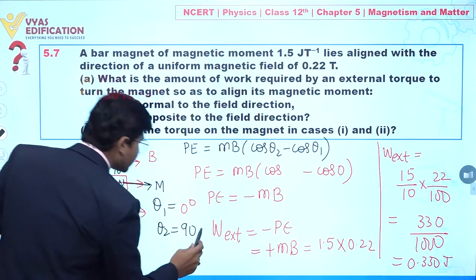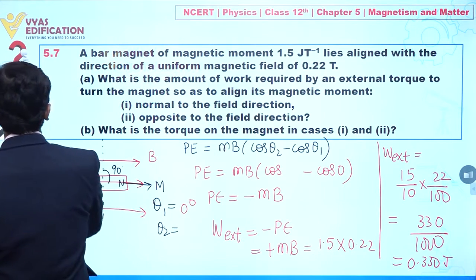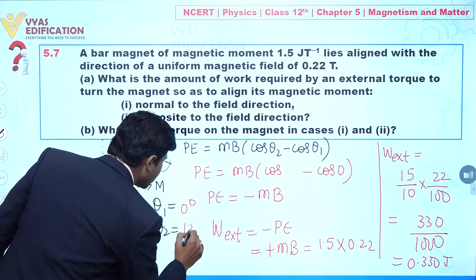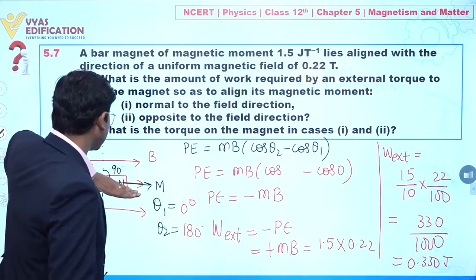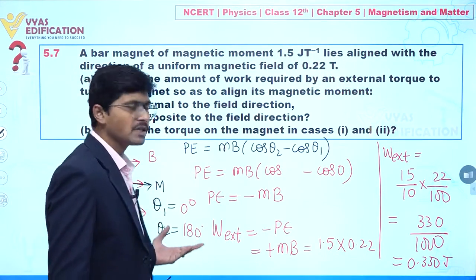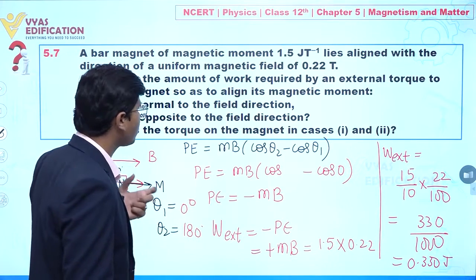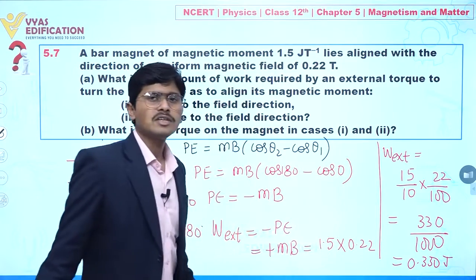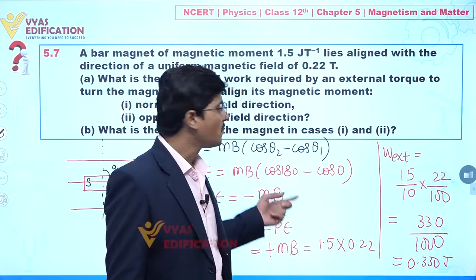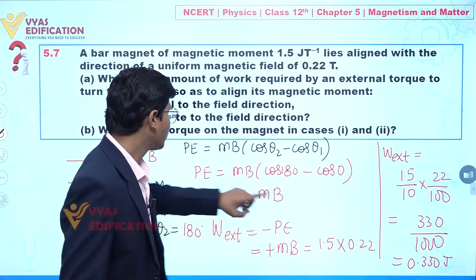Clear? We can say this theta 2 now becomes 180 degrees. So in situation number B, or part number 2, whenever we are changing this dipole in the opposite direction, this theta 2 becomes 180. So here we can write this is 180. What is the value of cos 180? Minus 1, and minus 1, minus 2. We can write like this.